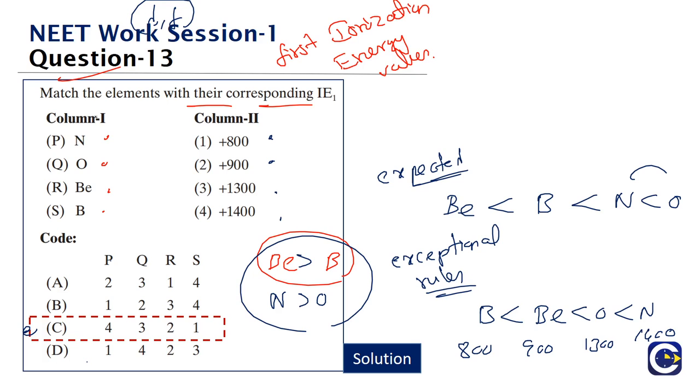We can check. Q should be matched to 3, and you can check it. R, beryllium, is matched to 900. Yes, boron is matched to 1. So what are the two exceptions we have? The ionization energy value of beryllium is more than that of boron, and nitrogen is more than that of oxygen.